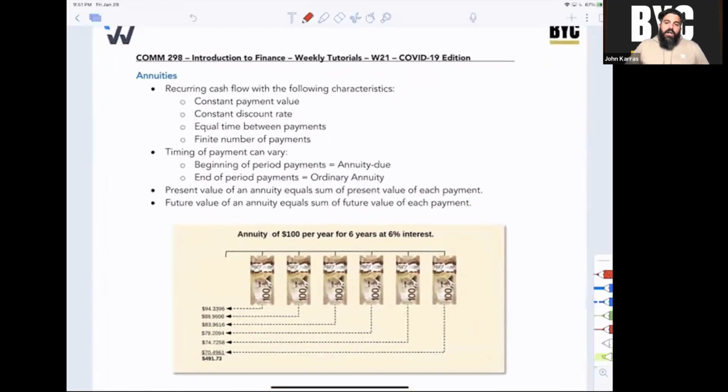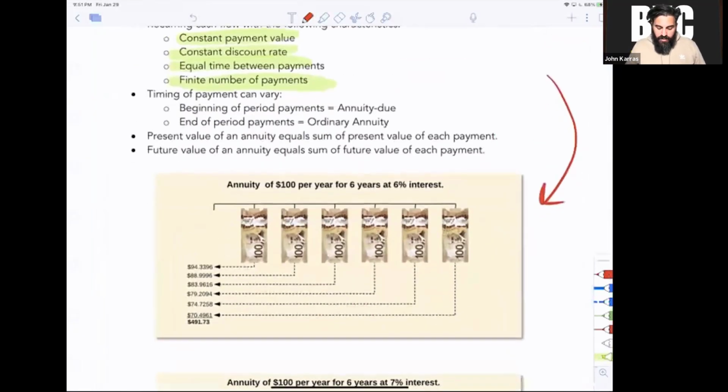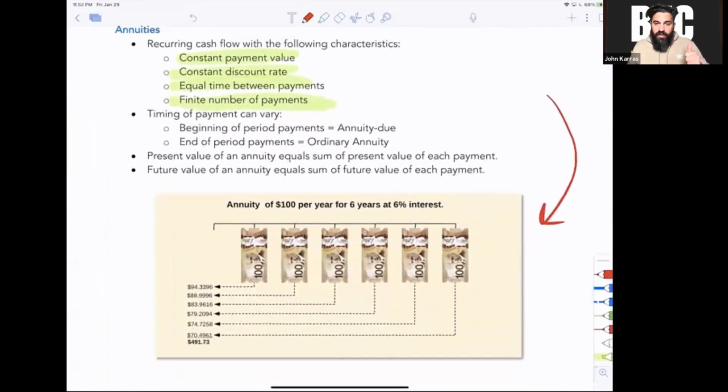So the most common type of recurring cash flow is called an annuity. Okay, an annuity has specific characteristics. They're listed here, and you have a picture of it right here. For something to be considered an annuity, there has to be a constant payment. So in my picture here, it's $100. You see, the amount of the payment has to be the same. The discount rate or the effective rate should also be the same.